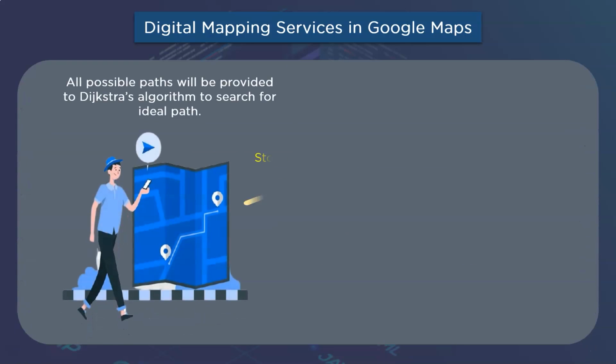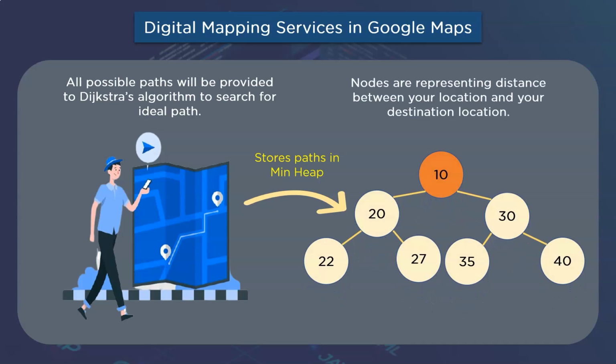Now, when you provide the location of the place you want to reach via your mobile device, Google Maps feeds the data of all possible paths to Dijkstra's algorithm. Those paths or roads are stored in a minimum priority queue considering the distance as the parameter for priority assignment. And we have learned that the minimum priority queue maintains the lowest value at the front or root node. This is how the priority queue helps Google Maps to search for an ideal path for reaching the destination location.